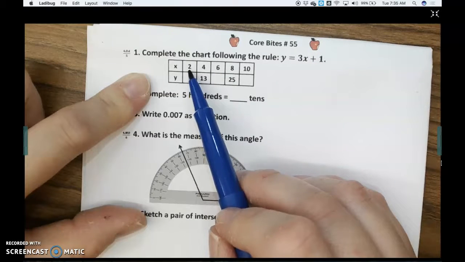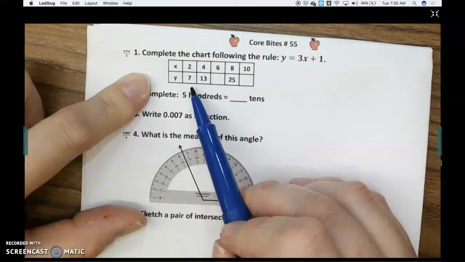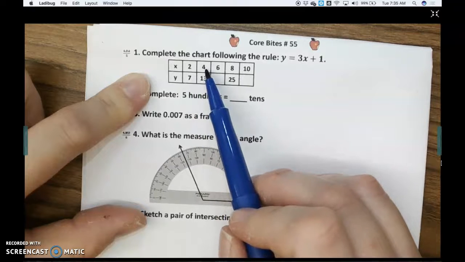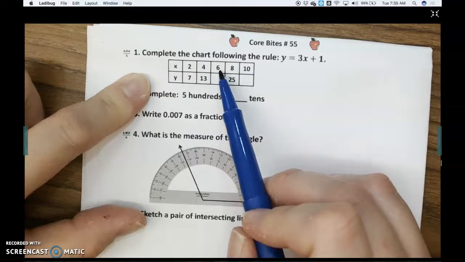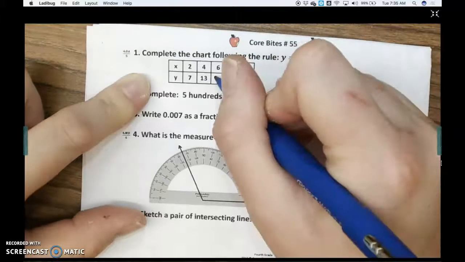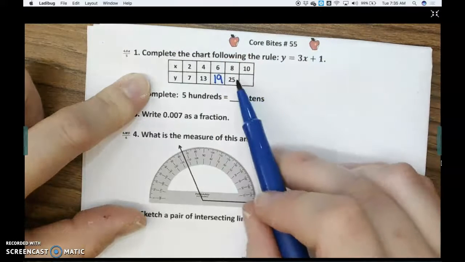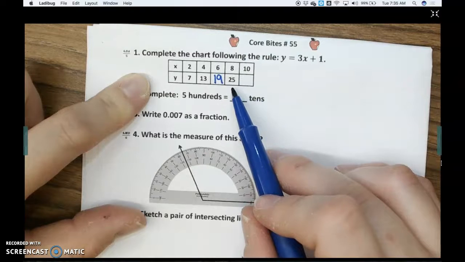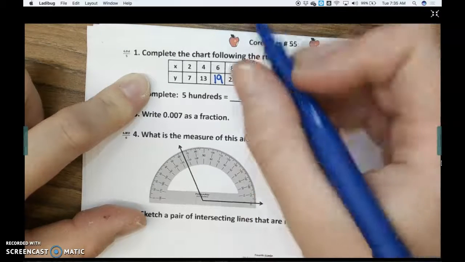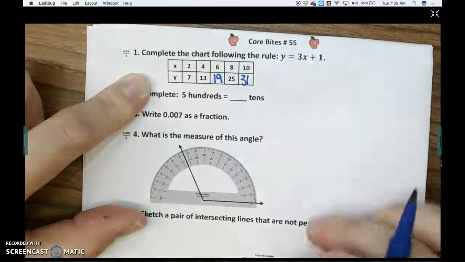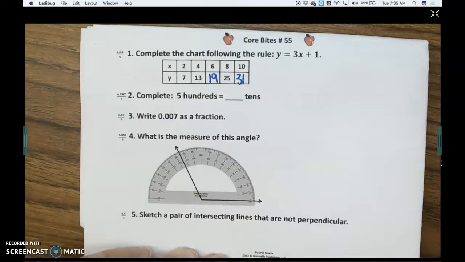So 3 times 2 is 6 plus 1 is 7. 3 times 4 is 12 plus 1 is 13. 3 times 6 is 18 plus 1 is 19. 3 times 8 is 24 plus 1 is 25. And then 3 times 10 would be 30 plus 1, which is 31. So that's how you find those answers.